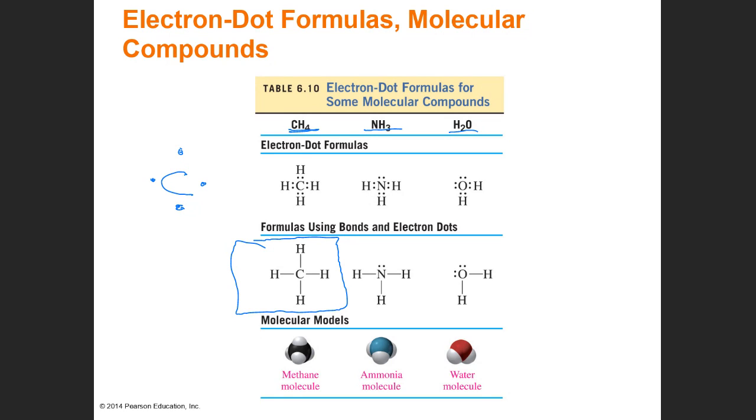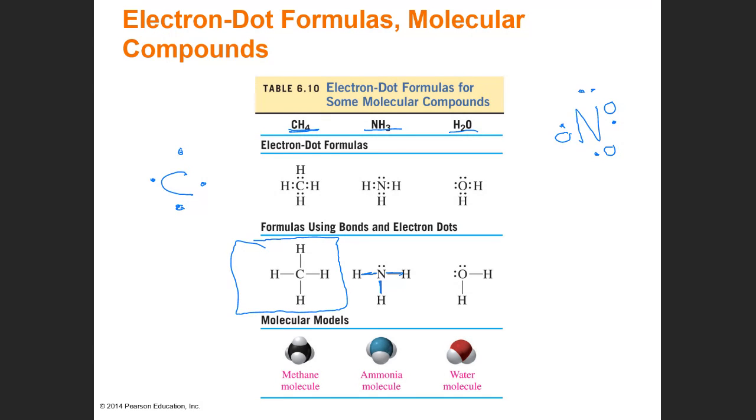NH3. Nitrogen has 5 valence electrons, I can't count. So it needs 1, 2, 3 to get to 8 and become stable. So nitrogen, it will share electrons with 3 separate hydrogens. Each hydrogen will donate an electron to nitrogen. And by sharing, they become a stable ammonia molecule.